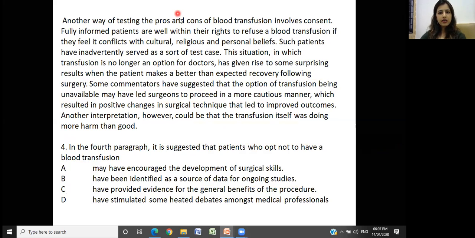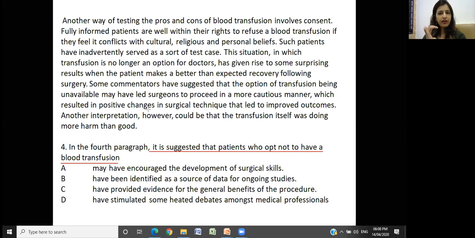So here it is: for those patients who opt not to have a blood transfusion. You see, that is the reason why in reading part C you always have the whole paragraph and then you have the question. This is how it is different from reading part B. In reading part B, all 6 paragraphs are separate from each other and there is no interconnection there. Whereas reading part C is the whole text as a single passage and then you have questions. So the paragraphs are interlinked.